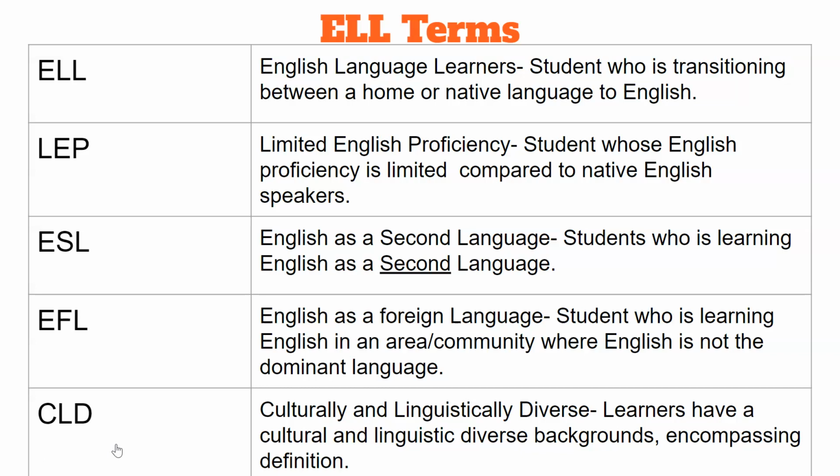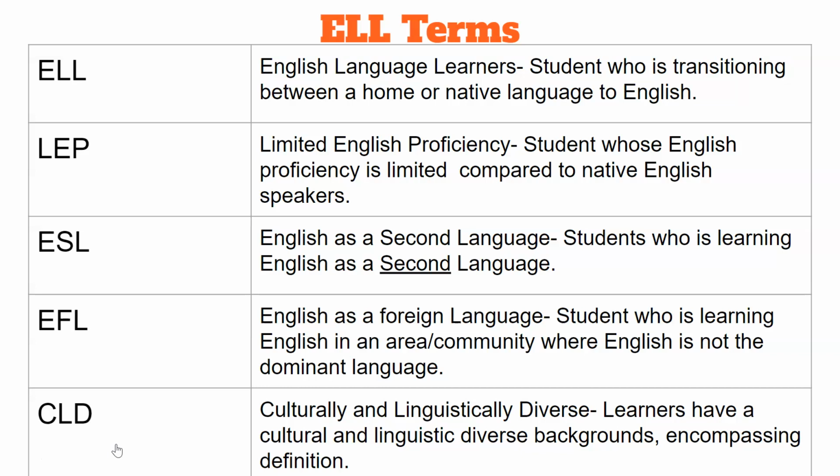The second is LEP, that's limited English proficiency. This is not a term that is used regularly because it's kind of focused on the child's deficit. The next term is ESL, that's English as a second language. So those are students who are learning English as their second language. That's kind of a specific term.